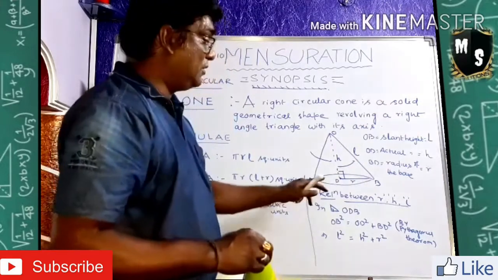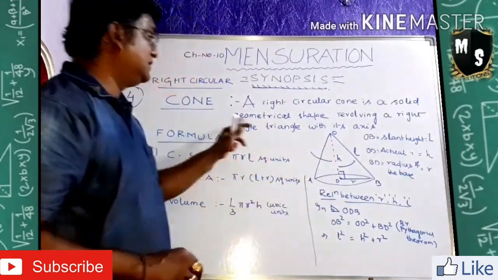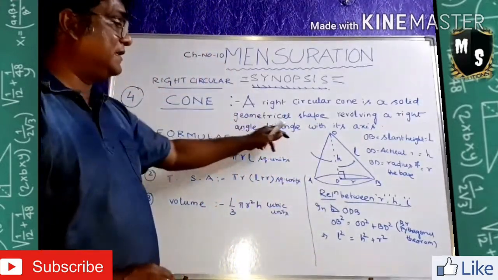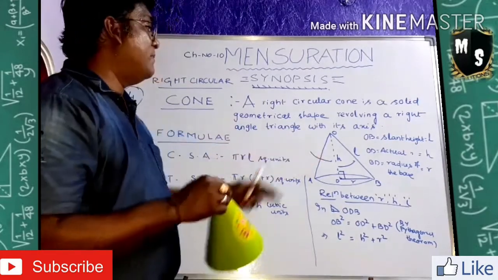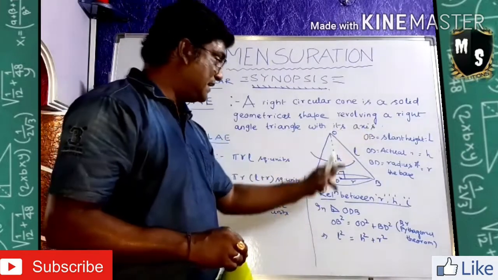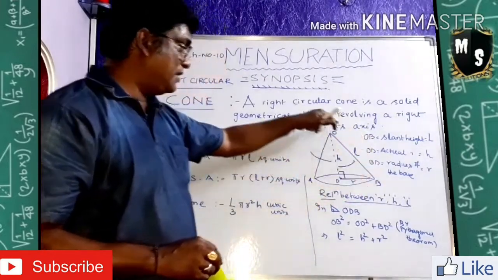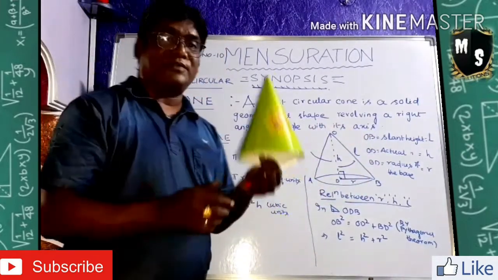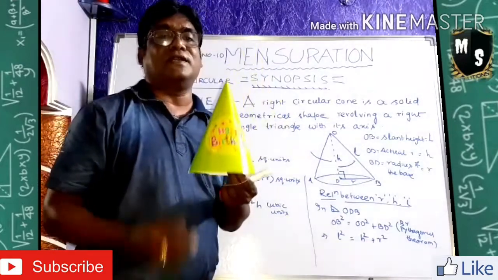This figure is a geometrical shape. It is given by revolving a right angle triangle about its axis. When you revolve the right angle triangle, this type of shape comes. So this is called the cone.